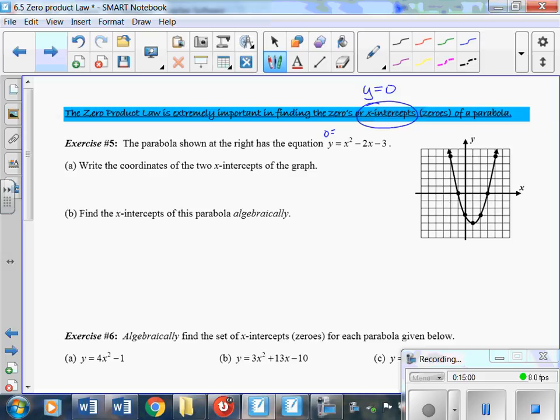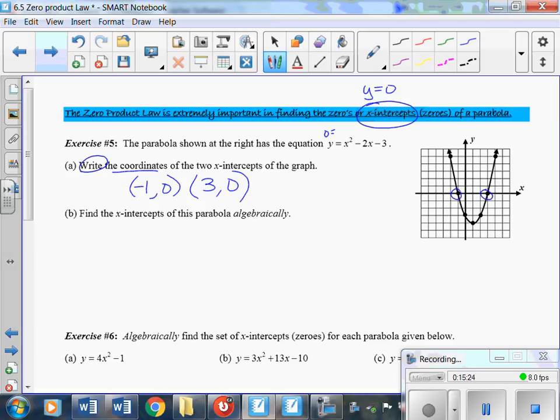Now in this case, we don't even need to do the factoring because we have our graph here. And it's pretty easy to see that our two solutions or zeros here are -1. So it says write the coordinates. So it actually wants -1 comma 0, and the other one is going to be 3 comma 0. Because remember, when you're looking for the x-intercepts, y must be 0.